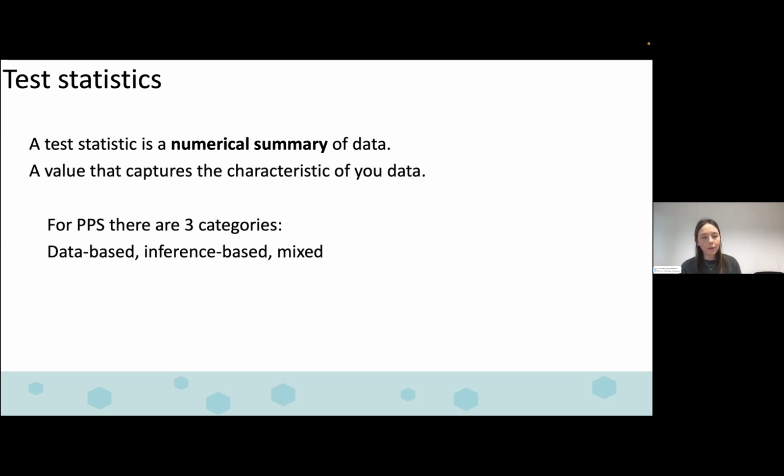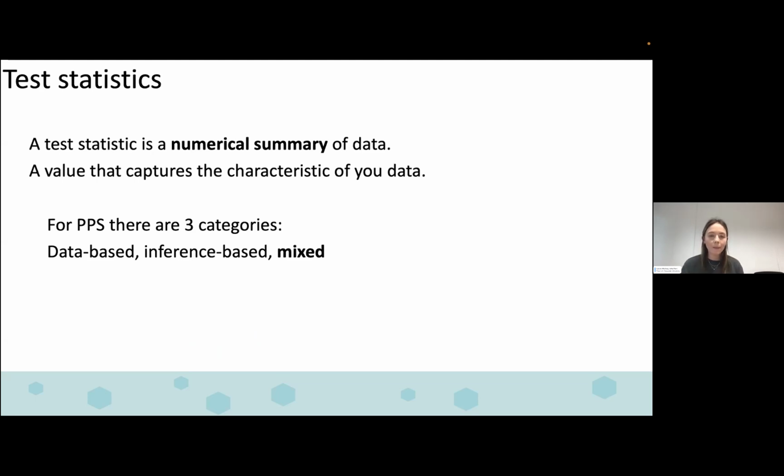And then we used different test statistics to try to see which ones were indicative of which models we simulated under. For database, we used disparity metrics, so we looked at Gower's coefficient and generalized Euclidean distance. For inference-based, we used tree length and tree inference. And for mixed, we used consistency index and retention index.